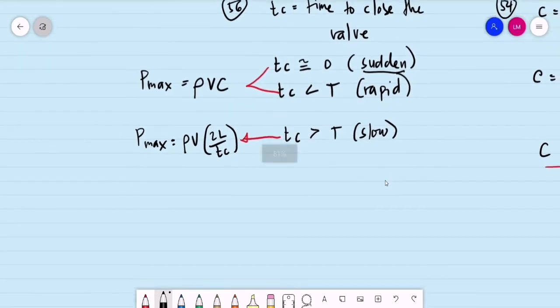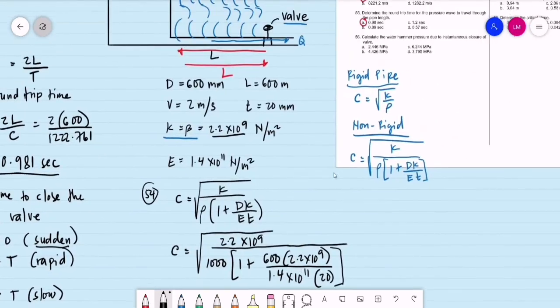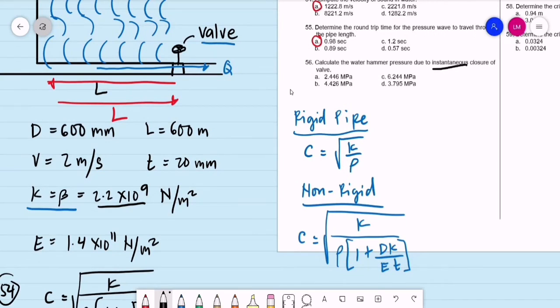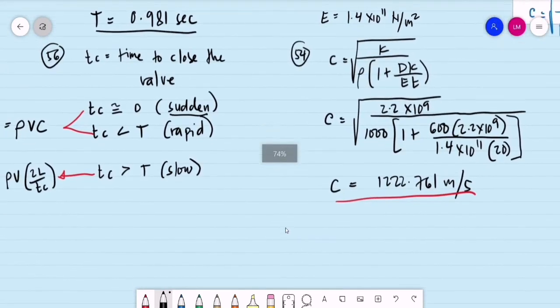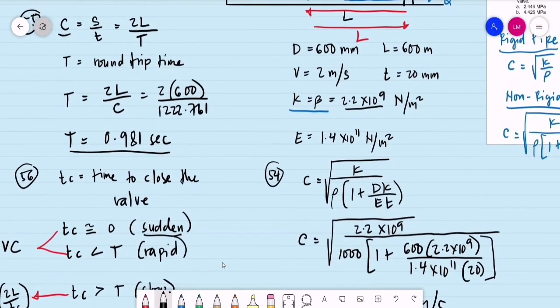So, the formulas for maximum pressure. Number 56 says instantaneous, which is probably the same as sudden, or rapid. So this is the formula we will use. We are now computing the maximum pressure, equal to the density of water, which is 1,000. What is the given velocity of flow? The velocity of flow is 2 meters per second.